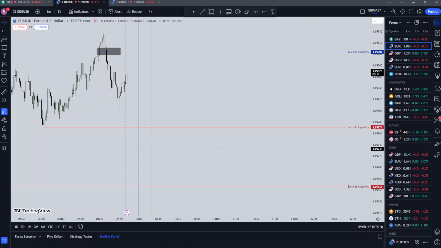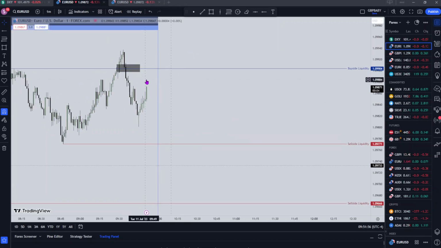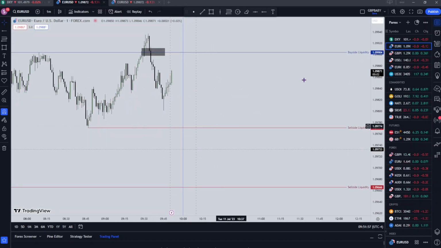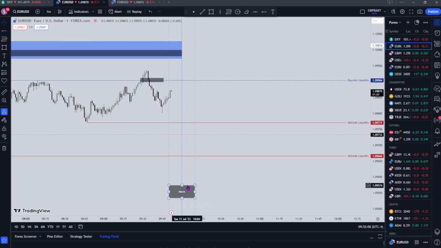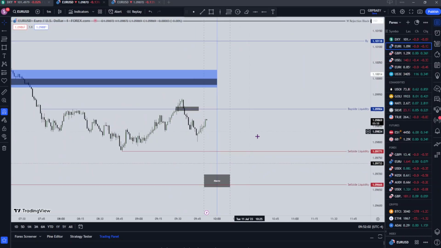It's currently 2:51 p.m. in London and it's just gone 9:50 a.m. in New York. So this is the macro I have delineated here. Just like last time, I'm going to be looking for setups.